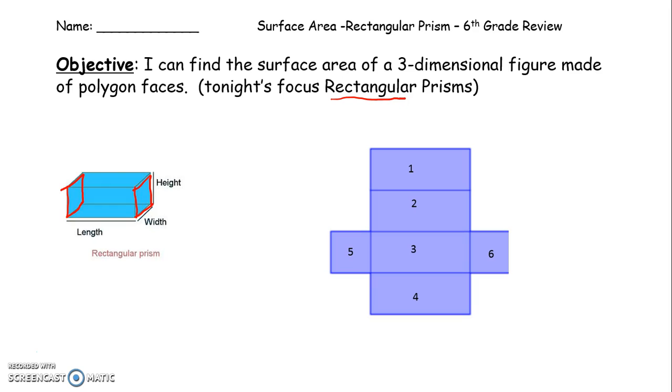A lot of times if they want to know how much cardboard they need to make a box, that means surface area. How much wrapping paper to wrap a gift, that's surface area. It's how much do we need to cover the outer surface of something.